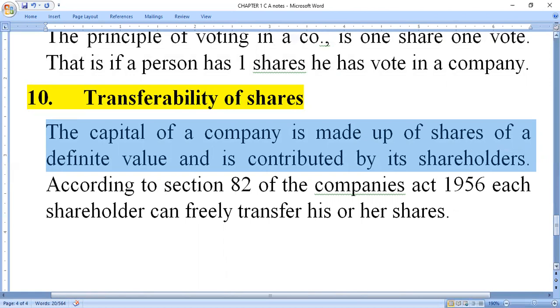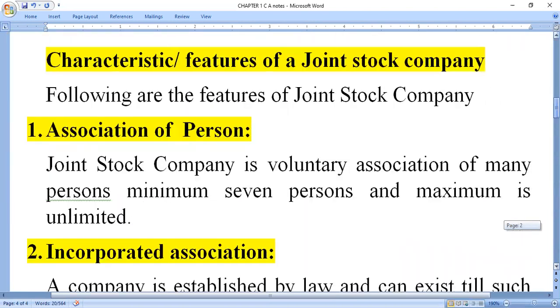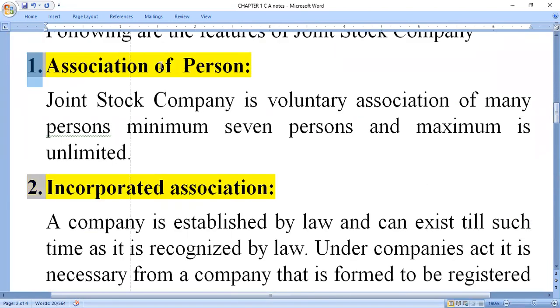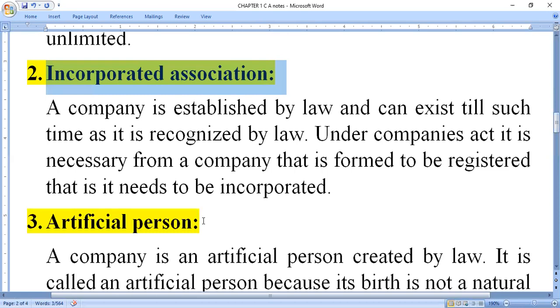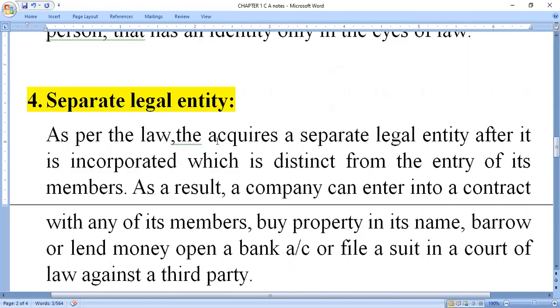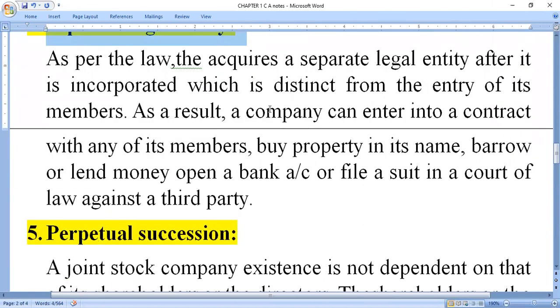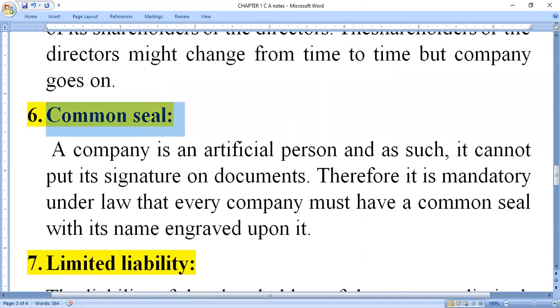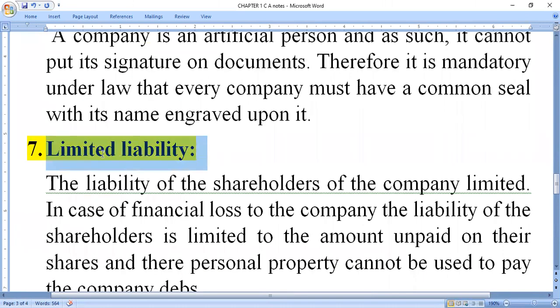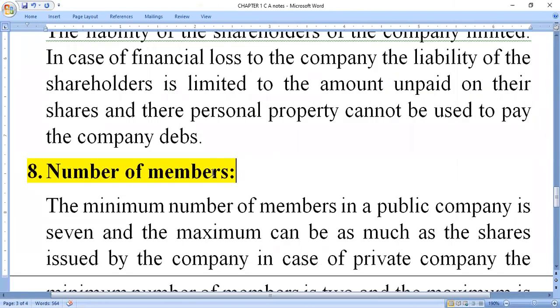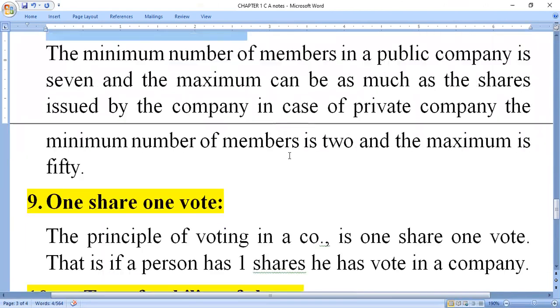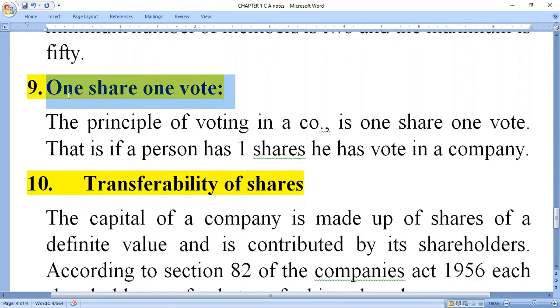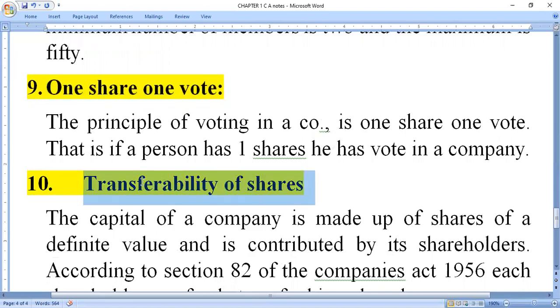These are all the characteristic features of the joint stock company. Once again, I am repeating: the first one is the association of persons. The second one is the incorporated association. The third one is the artificial person. The fourth one is the separate legal entity. The fifth one is the perpetual succession. The sixth one is the common seal. The seventh one is the limited liability. The eighth one is the number of members. The ninth one is one share, one vote. And the tenth one is the transferability of shares.